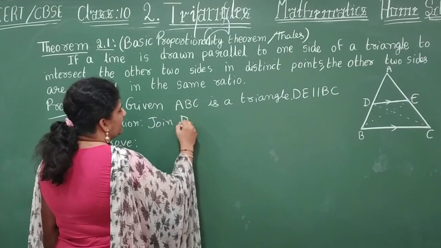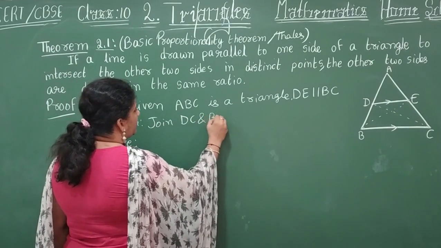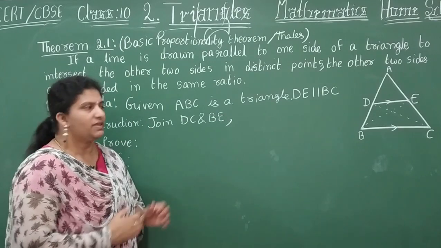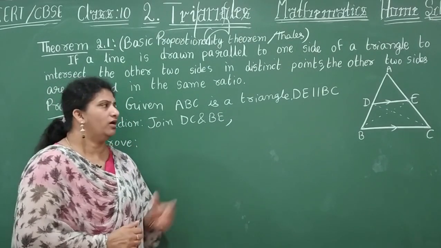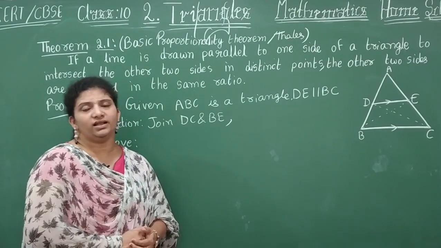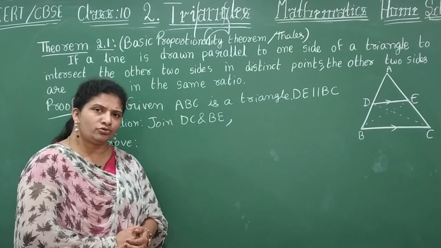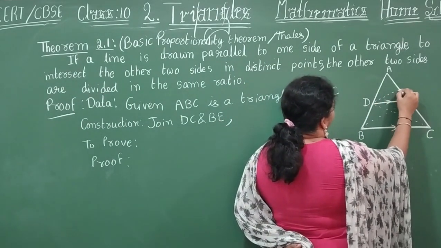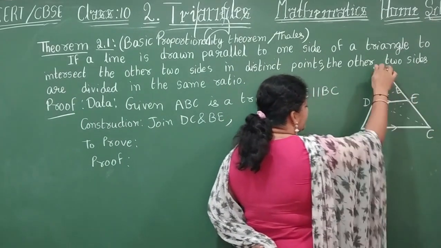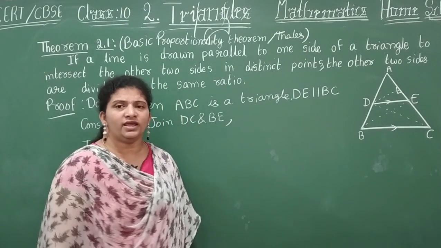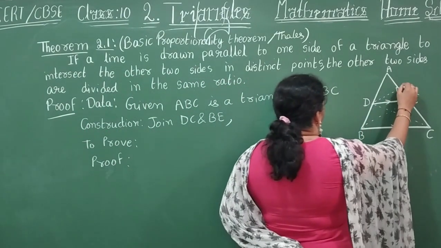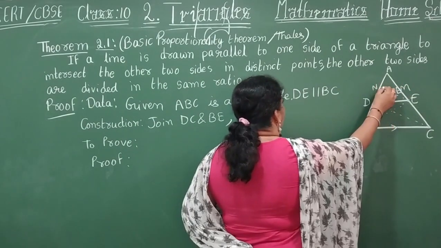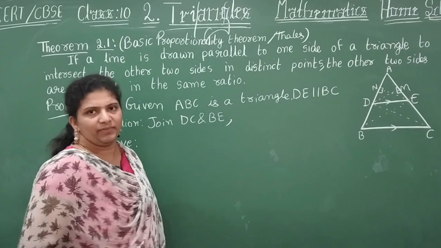Join DC and BE. Next, what we are going to do here? Draw perpendiculars. Where do you need to draw the perpendicular? I am going to draw a perpendicular on AC. Look here, DM. And EN is perpendicular to AB.